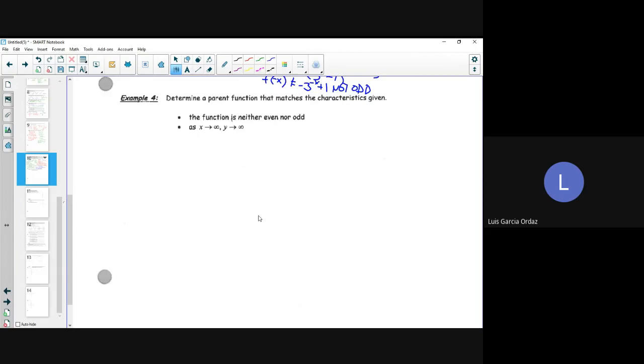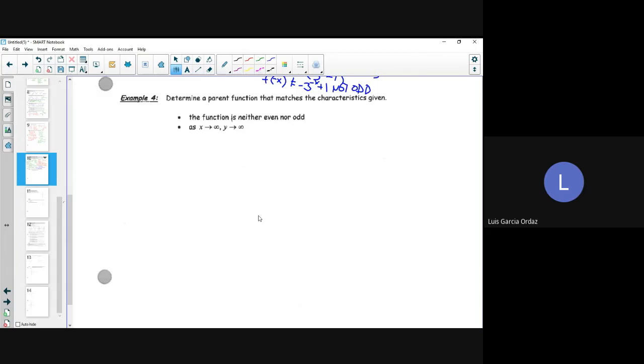So for example 4, we want to determine a parent function that matches the characteristics given. The function is neither even nor odd, and as x approaches infinity, y approaches positive infinity. So what kind of parent functions would that be? No, remember we're just looking at x approaching positive infinity. It has to be a graph that, as x approaches positive infinity, gets bigger.